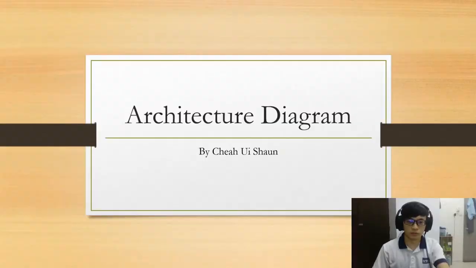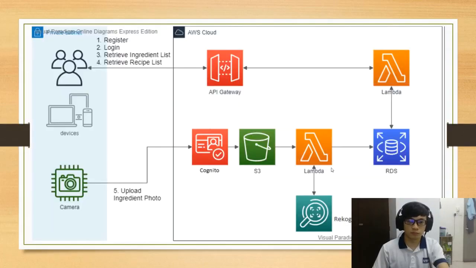Hello again, my name is Sean, and I'll be talking about the architecture diagram of our system. Our architecture diagram consists of several services, which are API Gateway, Lambda, RDS, Cognito, S3, and also Rekognition. Next, for these four functions, register, login, retrieve ingredient, and recipe list, the user will perform a post API call with the necessary parameters in order to insert or retrieve data from the database in our RDS instance.